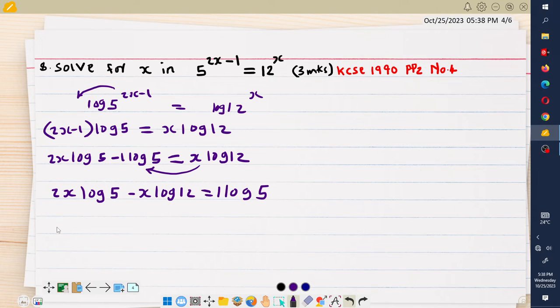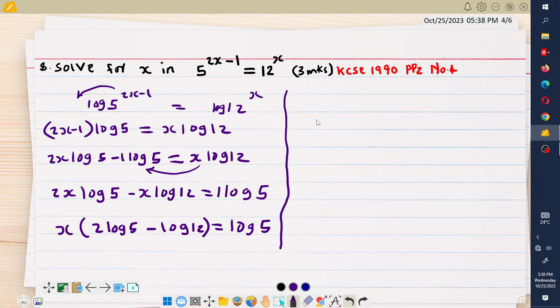So x is common, so if I factor out x, I'm going to have 2 multiplied by log 5, then minus log 12, because I factored out x. So this is equal to 1 times log 5, I'll just get log 5. Then I want to make x subject of the formula, therefore x will be equal to the logarithm of 5, then divided by 2 multiplied by log 5, then minus log 12.